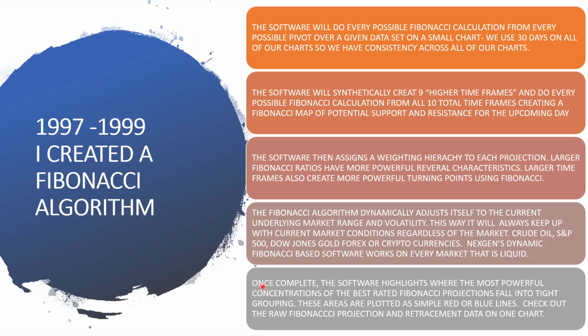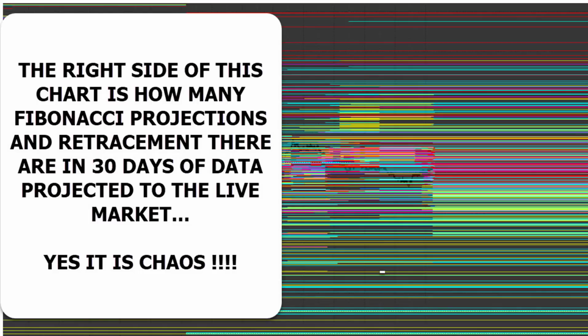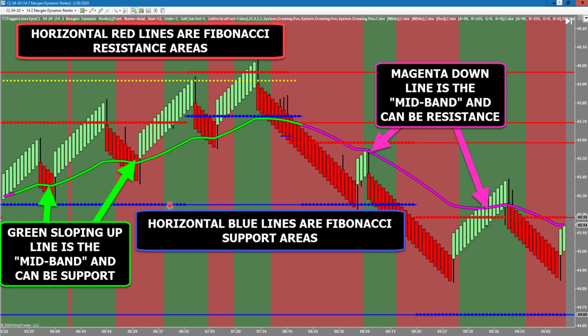Once complete, our software is going to highlight the best areas. Just to give you a look, and this is just for a laugh, this is the raw data behind the scenes on a 5-minute chart. And again, it's untradeable, it's unusable. And the beauty of our software is that with all that filtering and algorithms, this is what you end up with.